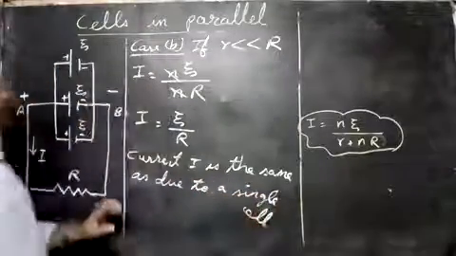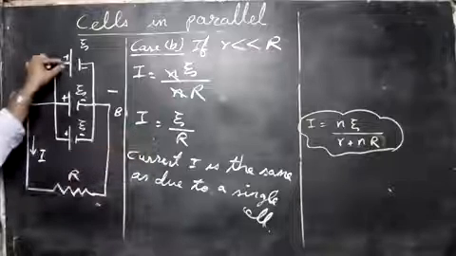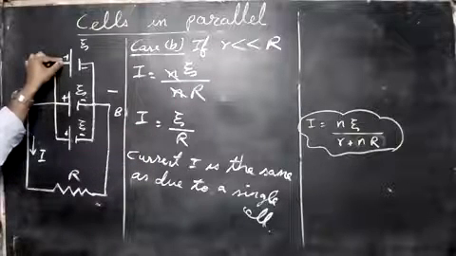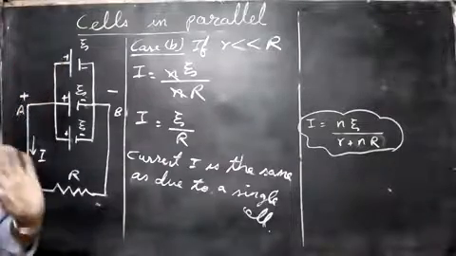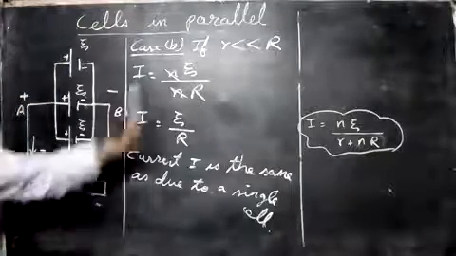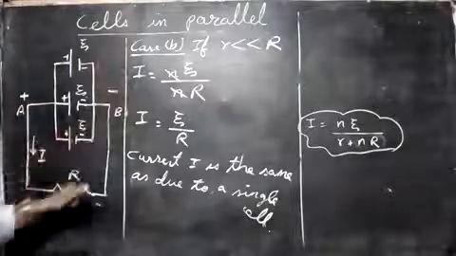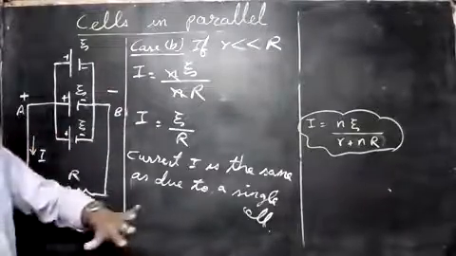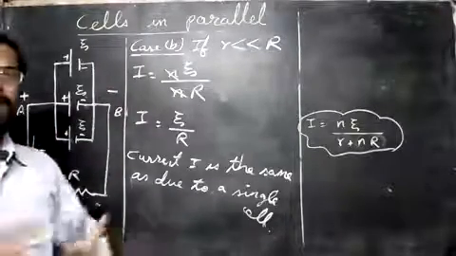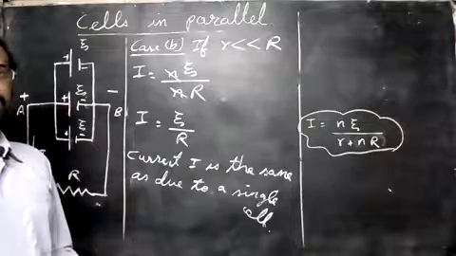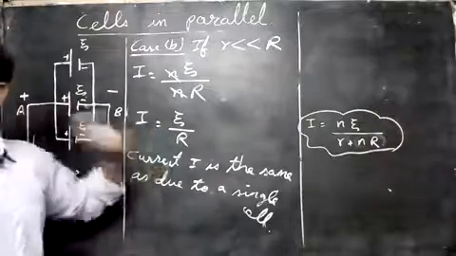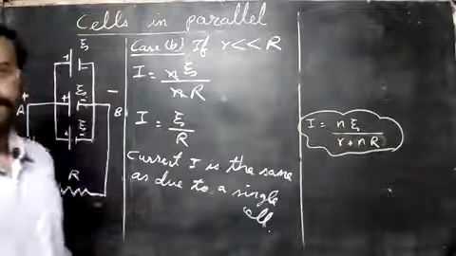Just see that if each cell gives 1 ampere, for example, then the total current also will be only 1 ampere. It won't increase, if the internal resistance is less than the external resistance. This is just the opposite of the cells in series. You can compare those two equations side by side; you can write them on separate sheets and see them. So this is about the cells in parallel. Thank you for watching.